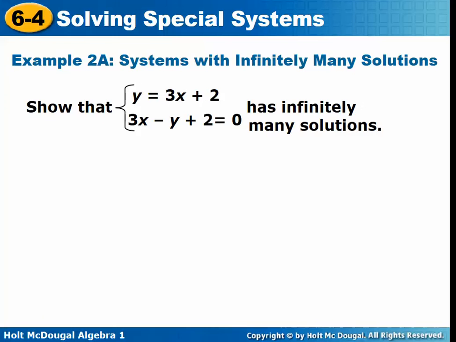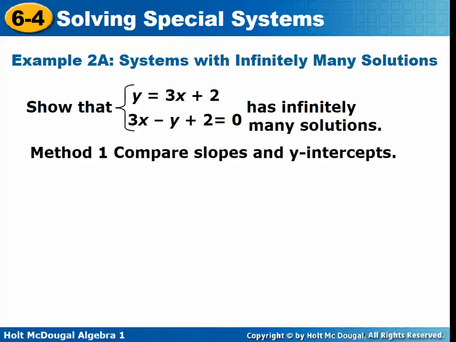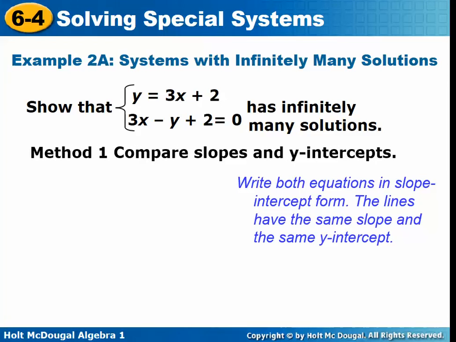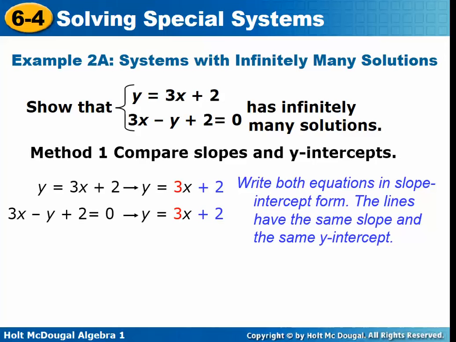All right, let's look at an example where we might have more than one solution. So here's our two equations, y equals 3x plus 2 and 3x minus y plus 2 equals 0. Our first method is to write these both in slope-intercept form and check out the slopes and the y-intercepts. So the first equation is already written in slope-intercept form. The slope is 3 and the y-intercept is 2.